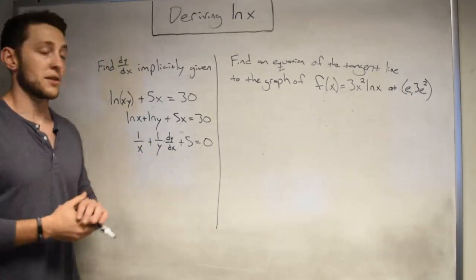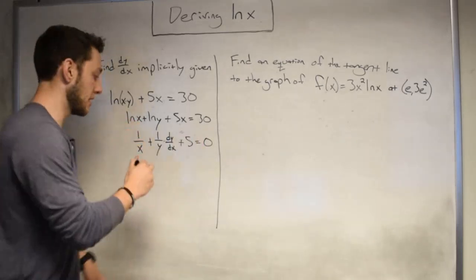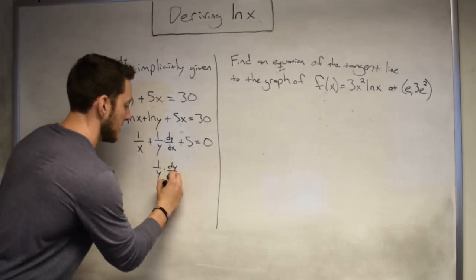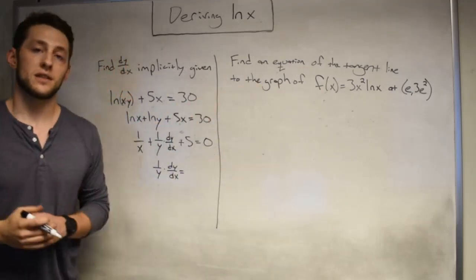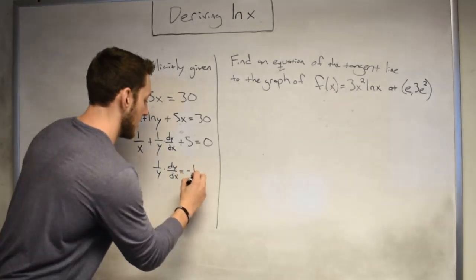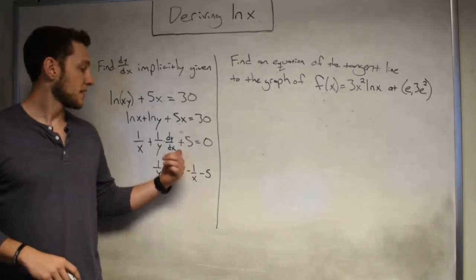The process is now the same. Get all the dy dx's on one side, I'll keep them over here, so I get 1 over y times dy over dx, and kick everything else to the other side. Subtract over 5 and 1 over x. So we get negative 1 over x minus 5.